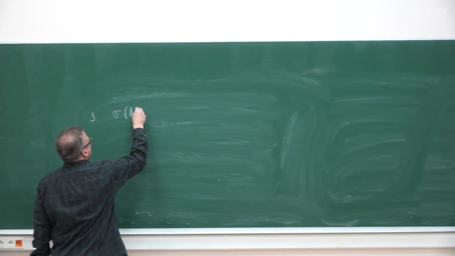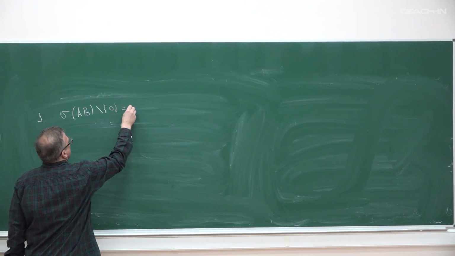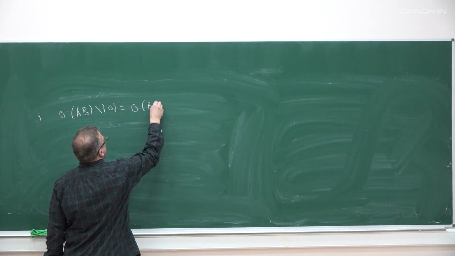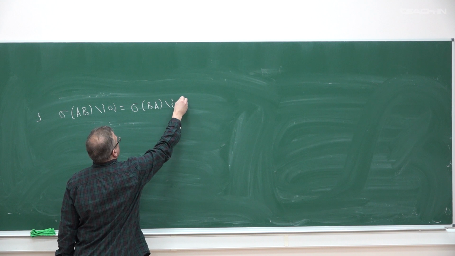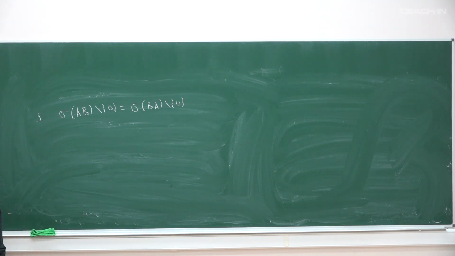The spectrum of AB up to zero coincides with the spectrum of BA up to zero. And additionally, if one of the operators has an inverse, then the spectra coincide. Was this the formulation or not? An additional statement.